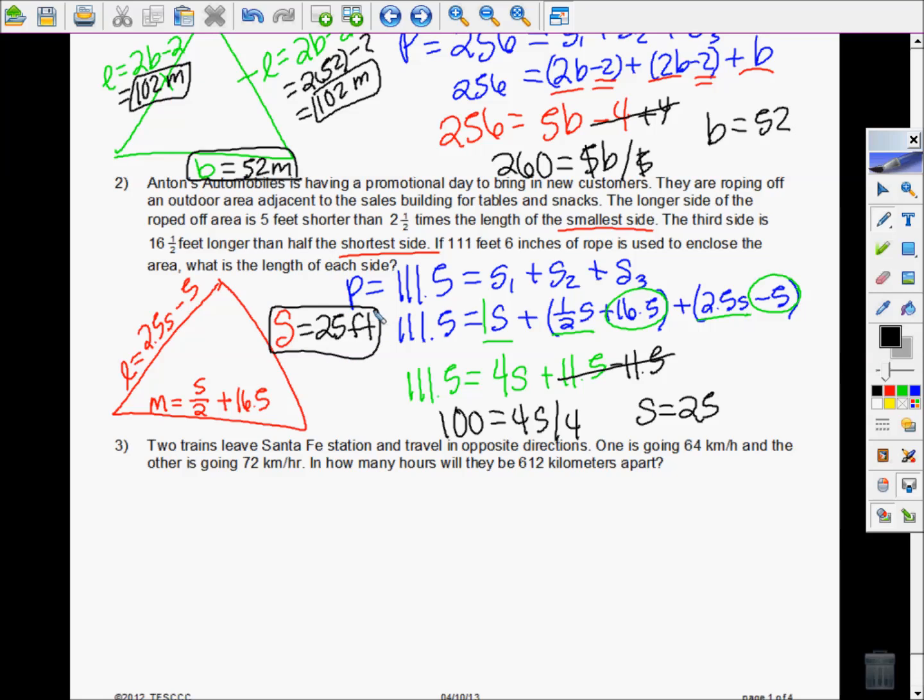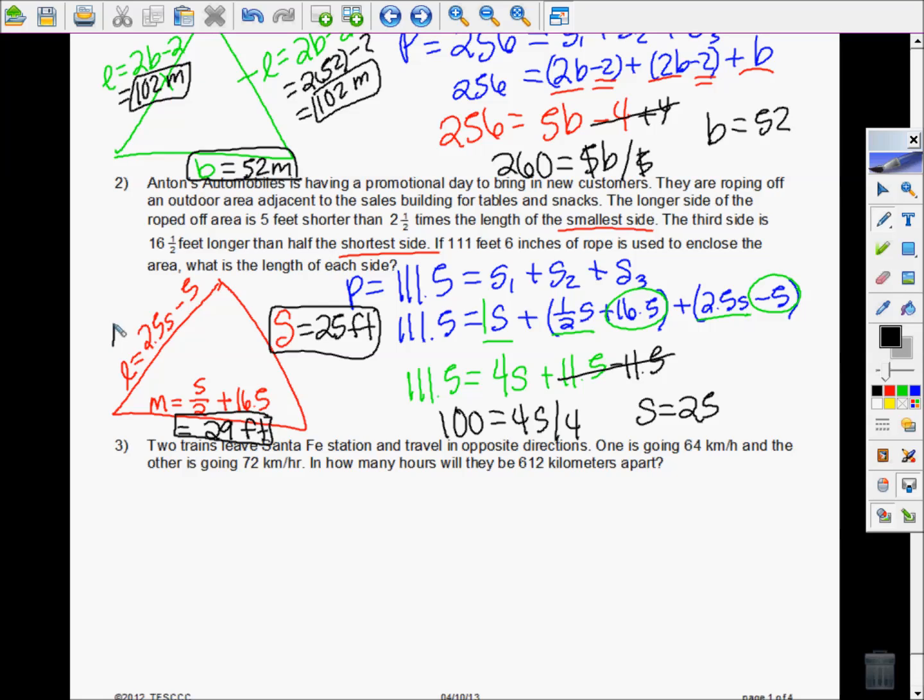My medium leg is 25 divided by 2 plus 16.5. What is that, ma'am? Girl, you are smart. Look at you. Today she got it. So 25 divided by 2 is 12.5. 12.5 plus 16.5 is 29. 29 feet. Yeah, it's 29.